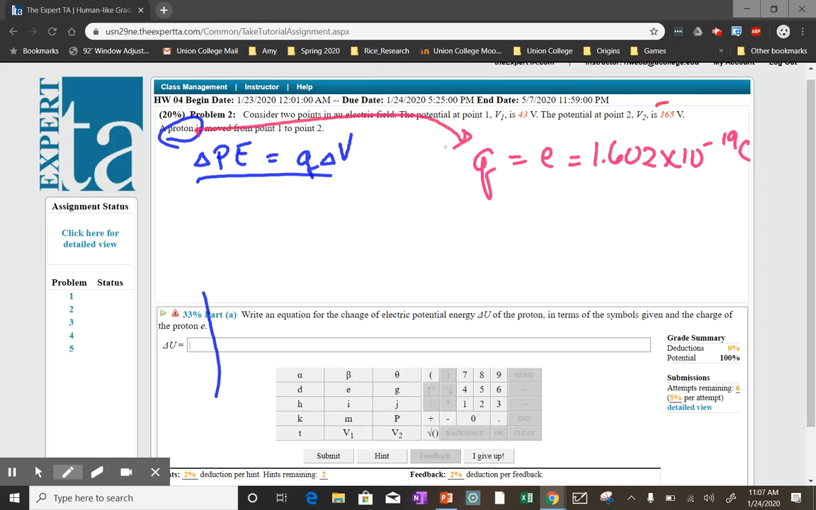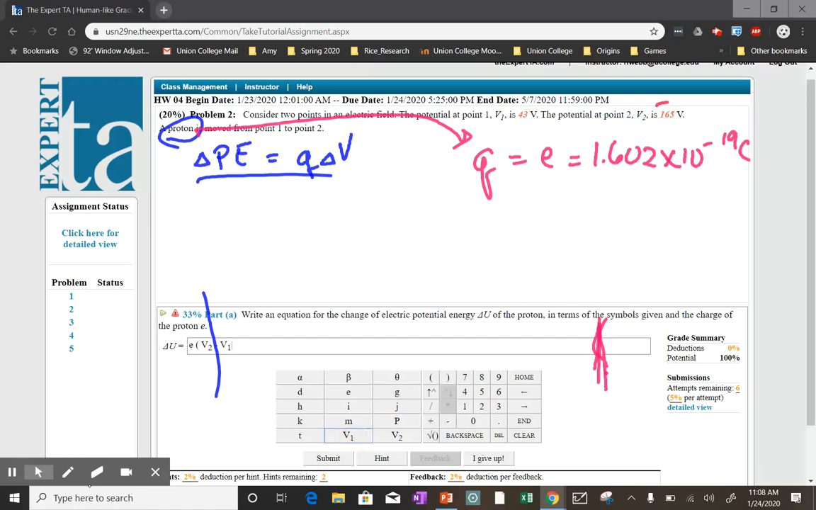Don't do anything with E. If I put E in there, I got it wrong. So I just did V2 minus V1. Oh, I see what you have down here. You're doing an equation, so it should be E times V2 minus V1. No, that's just the V2 minus V1 equation for part A, but then part B, if you put that number in for E, so that would be right.